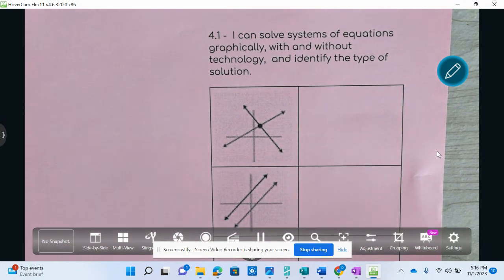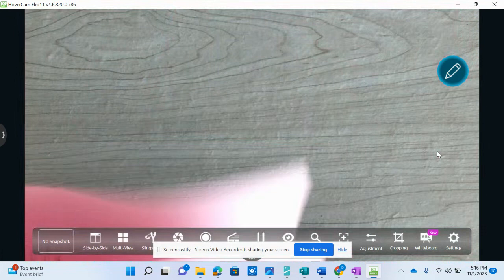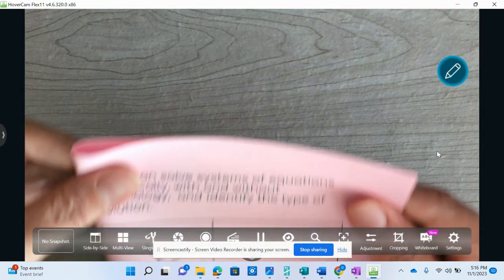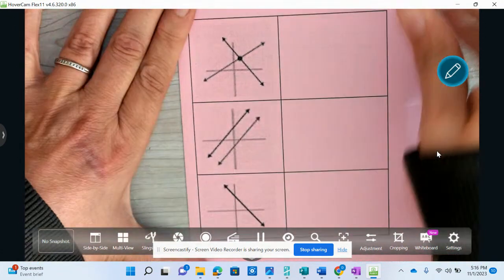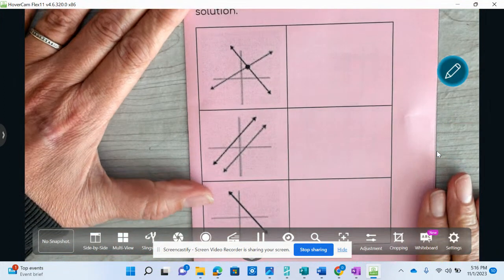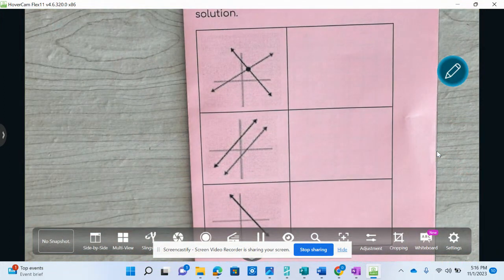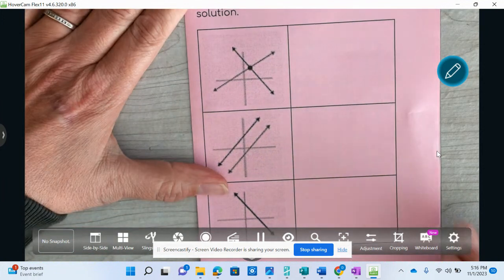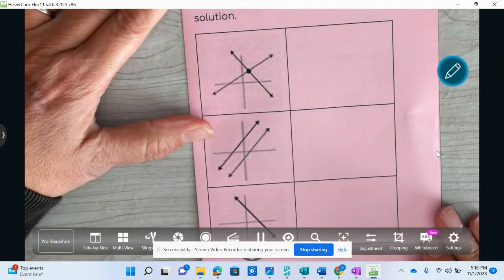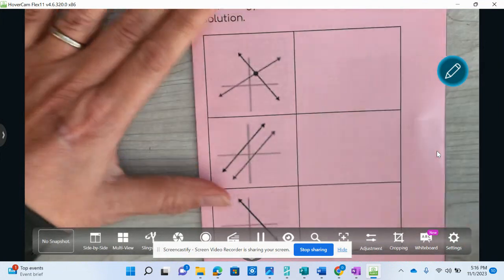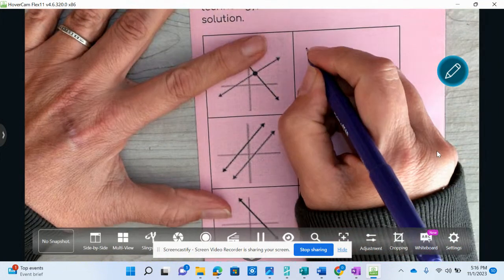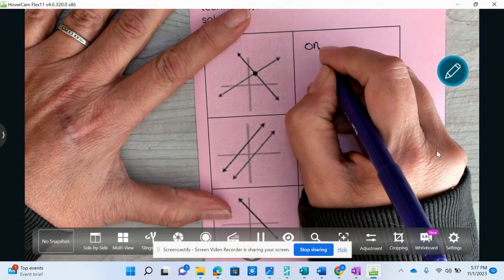So the first thing that we're going to do is take our paper and fold it in half like a booklet. And this lesson was all about graphing. So we're going to look at each graph and identify the number of solutions for each graph. So we notice in our first graph, we have one solution.